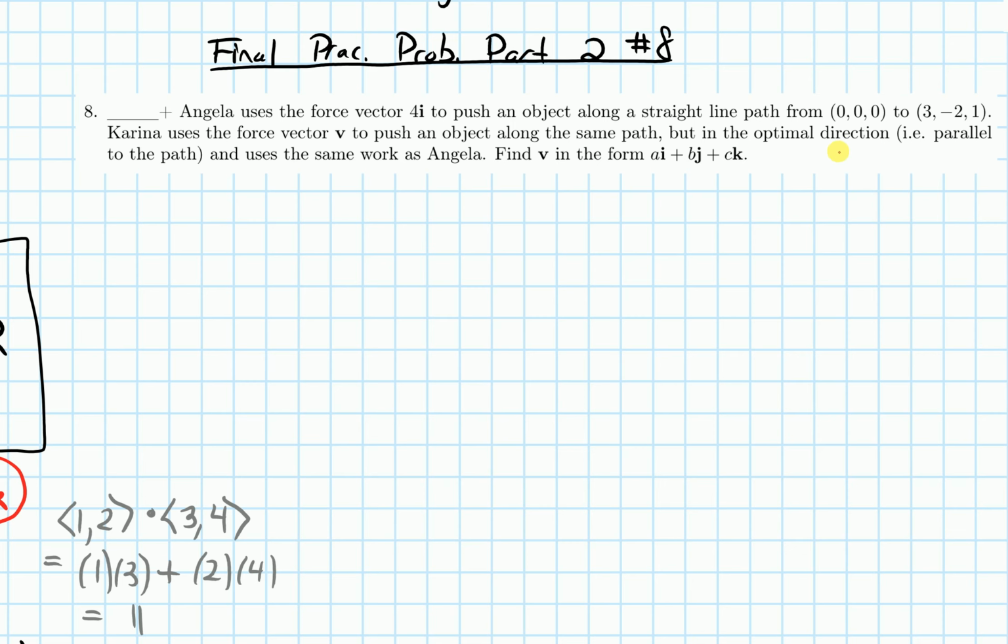By optimal direction, I mean the direction that's parallel to the path. That's sort of the best direction that we should be pushing this in, straight along the path that it's traveling. And when she does that, she uses the same work as Angela. The question now asks, find the vector v in the form ai plus bj plus ck. So it wants us to write it in this form.